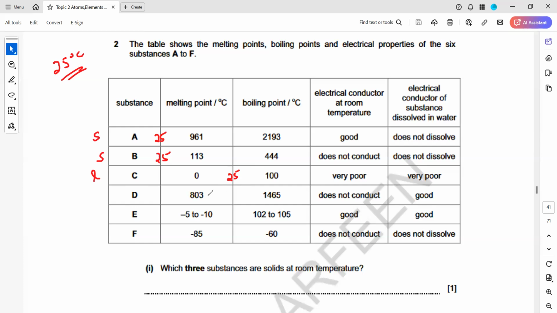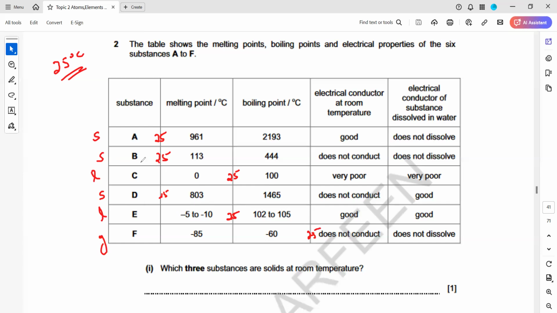For 803 and 1465, 25 will be here, so this will be solid. What about this one? Gas. Where will 25 come? Here, gas. Liquid, because the temperature at which we are finding the state is between the melting and the boiling point, so it will be liquid. What about this substance? Where will 25 lie? Gas. Good.